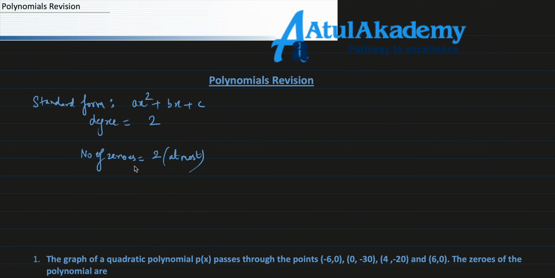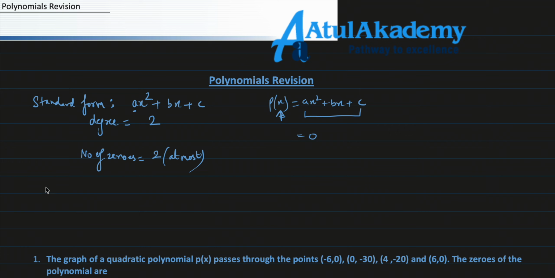Now we have a relationship also between these coefficients and the zeros of a polynomial. Zeros of a polynomial, you all know what is zero of a polynomial. So you put the value of x such that when you simplify it, you get a 0. So that value of x is called the zero of the polynomial.